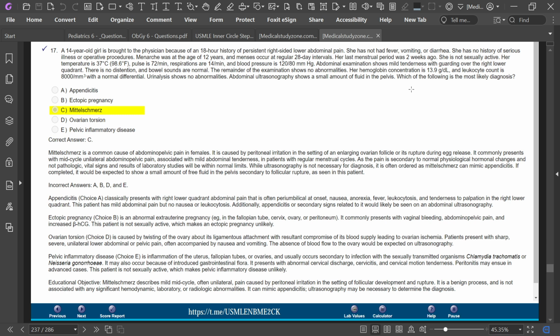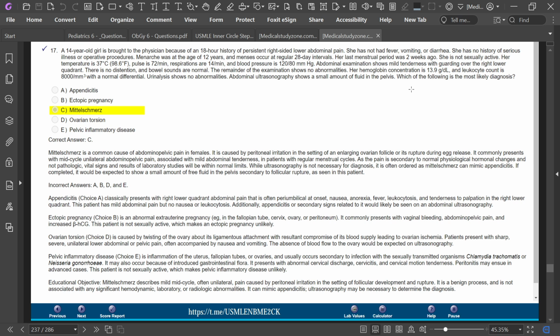If completed, it would be expected to show a small amount of free fluid in the pelvis, secondary to follicle rupture, as seen in this patient.